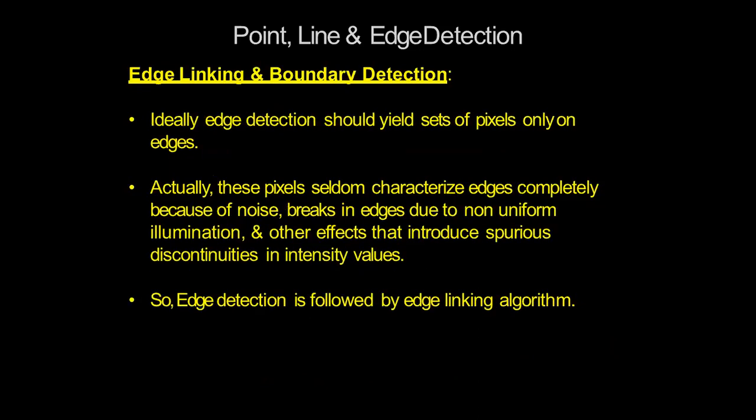Okay, so edge linking and boundary detection. Ideally, edge detection should yield a set of pixels lying only on the edges. Actually, these pixels seldom characterize edges completely because of noise, breaks in the edges due to non-uniform illumination, and other effects that introduce spurious discontinuities in the image. So edge detection is followed by an edge linking algorithm.